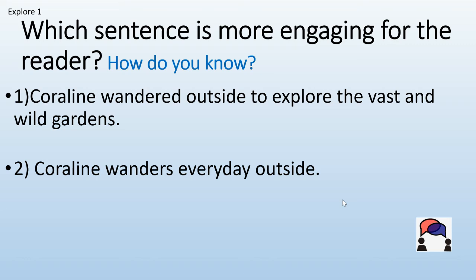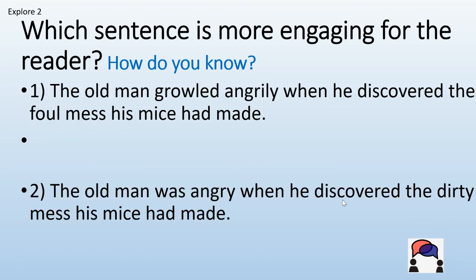In number 1, we're showing our past tense verb wandered, and we're also using some description, the vast and wild gardens. What about this one? Which sentence is more engaging for the reader, and how do you know? The old man growled angrily when he discovered the foul mess his mice had made. Or, the old man was angry when he discovered the dirty mess his mice had made.